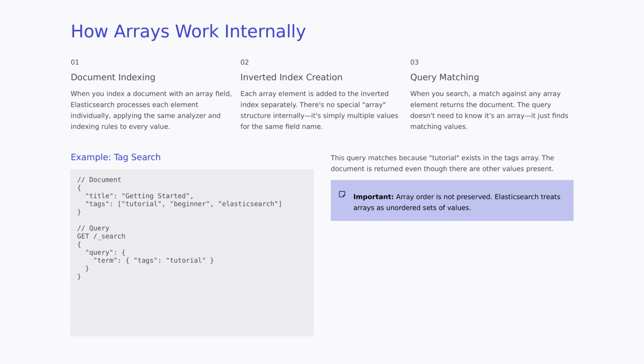Remember, array order isn't preserved. Elasticsearch views arrays as unordered sets. Arrays in Elasticsearch work as separate entities within a document, adding flexibility to your search queries.